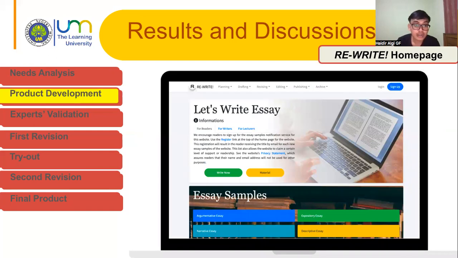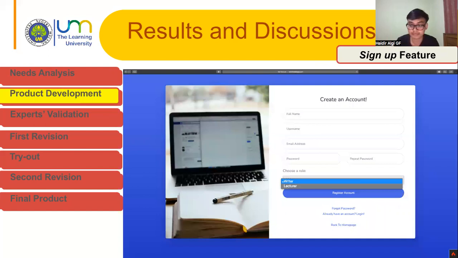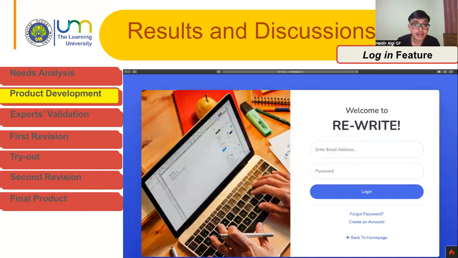So this is the homepage of the website consisting of the information, essay samples feature, and archive feature for public readers. And if the user wants to utilize this 5-step process writing approach based on this theory, they need to sign up or log in as a writer or a lecturer. This is the sign up feature to make an account in my website. But if you are already registered, you may directly log in by your email address and password.